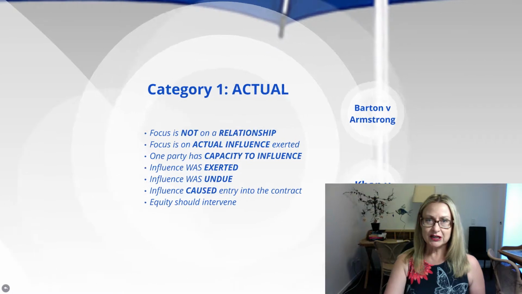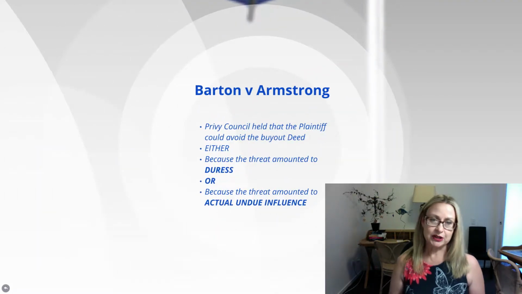Now, just to underscore the similarities between duress, the common law vitiating factor of duress, and equitable relief for undue influence, both were mentioned in that rather amazing case of Barton and Armstrong, where the murder threat was made. Now, the court there said that they would either step in for the common law vitiating factor of duress or because of the equitable notion of undue influence.